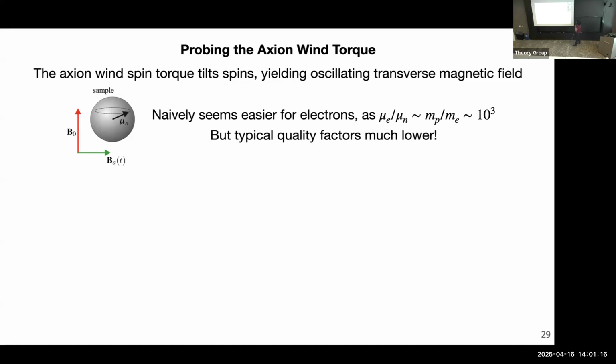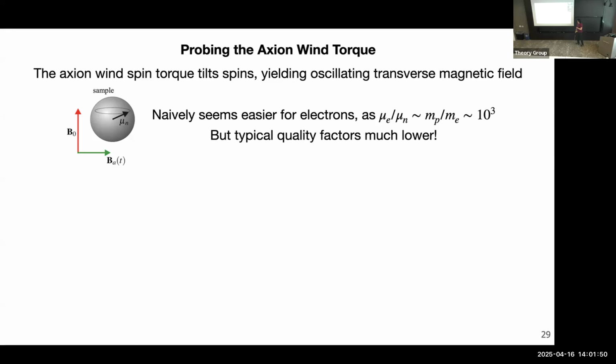Now, what that will do is that when I tilt the spin of the electron, well, electrons also have magnetic dipole moments, so that'll yield a transverse magnetic field. And also it'll oscillate over time if the spin is precessing, and so on. And so if I asked you a priori, is this easier to do for the axion-electron coupling or the axion-nucleon coupling? It would seem a lot easier for the axion-electron coupling, because the magnetic dipole moments of electrons are much higher. They're enhanced by the fact that the electron is much lighter than the proton, which gives you a 10 to the 3 bonus.